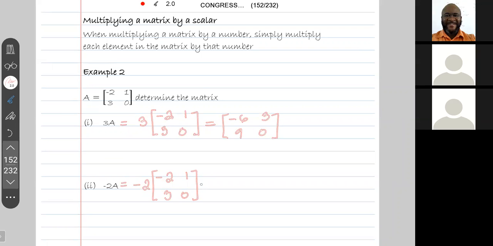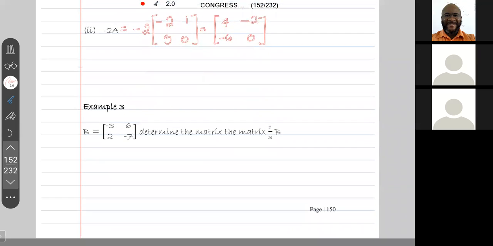So this is going to be minus 2 times minus 2, which is positive 4. A negative times a negative is a positive. Minus 2 times 1 is minus 2. Minus 2 times 3 is minus 6. A negative times a positive is a negative. Minus 2 times 0 is 0. So whenever you're multiplying a matrix by a number, you simply multiply all elements in the matrix by the number.